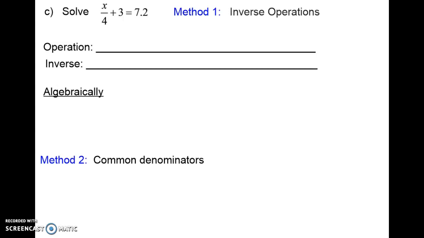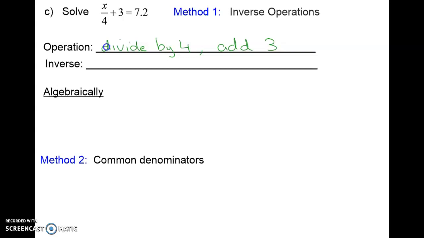Now we're going to solve a two-step example using fractions. We'll use two different methods, the inverse operations method and the common denominator method. So the operations that are being performed on the variable for this example is x is being divided by 4, and then we're adding 3.